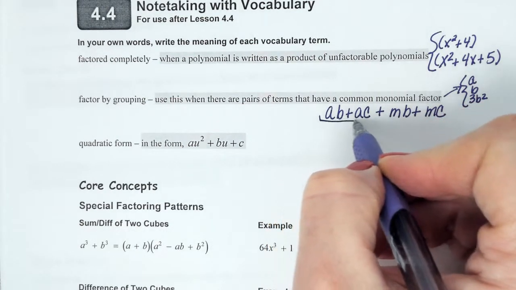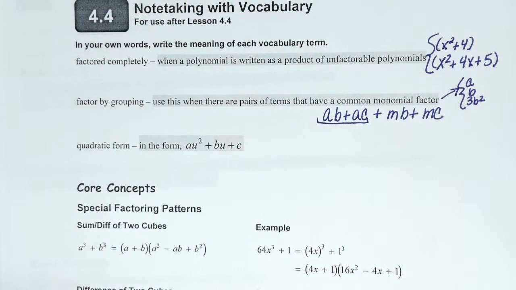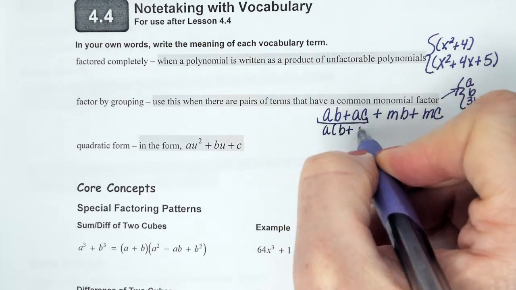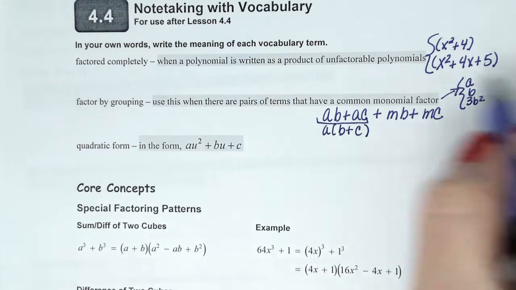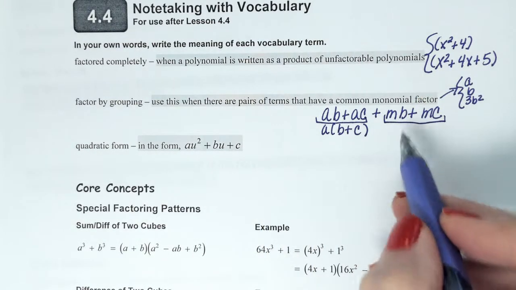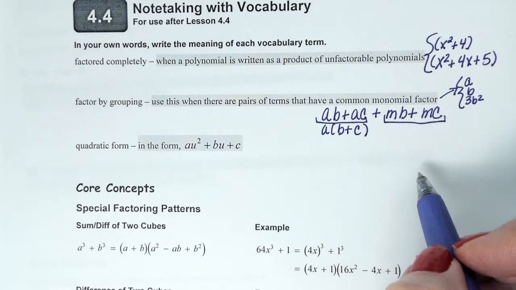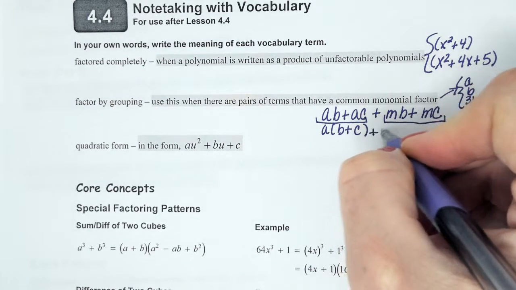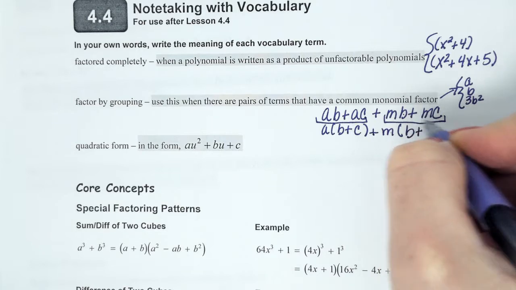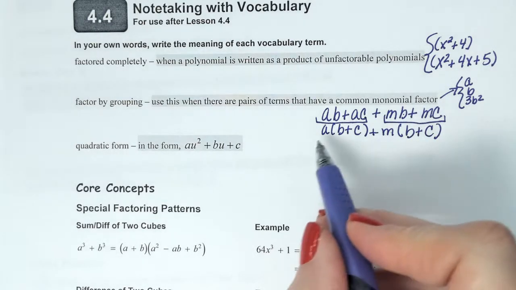I look at this first pair. What is the monomial that I can factor out? Charlie? A. So I would take an A out, and I'm left with B plus C. Then I look at my second pair. Right here's my second pair. What can I factor out of there? Haley, what can those have factored out? M. So I would take out M, and if I do MB divided by M, that's B, plus MC divided by M, that's C.